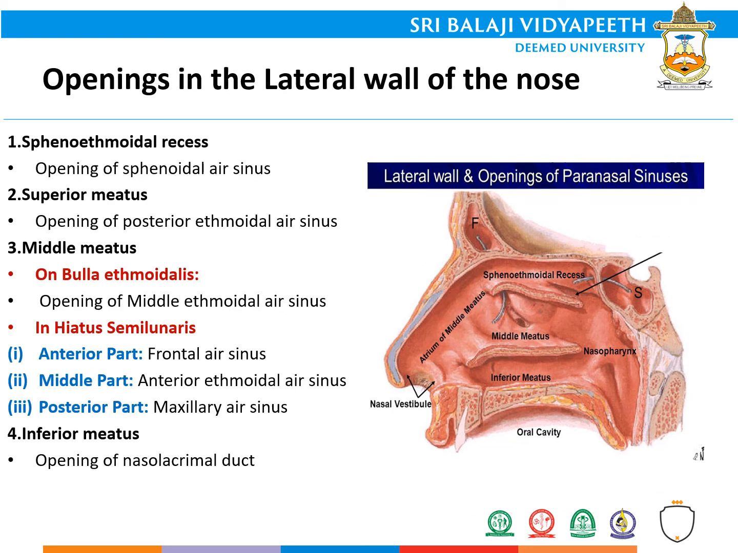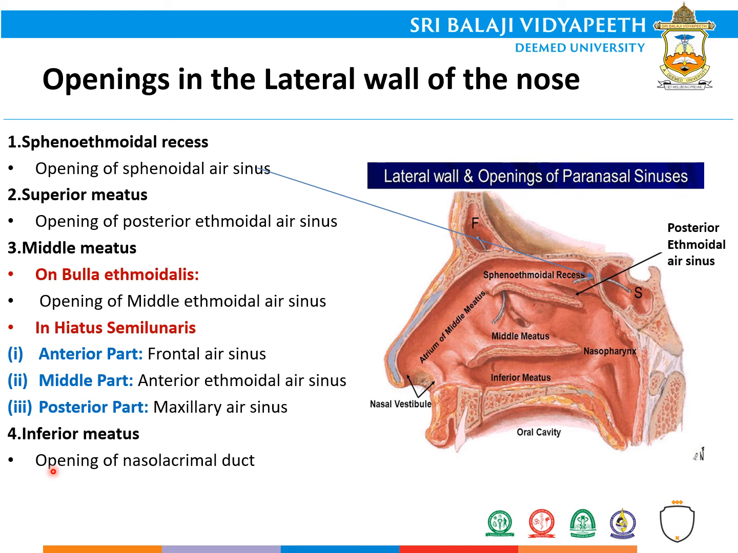So now coming to the openings in the lateral wall of the nose. So remember, this sphenoethmoidal recess presents the opening of the sphenoidal air sinus. So this is the sphenoidal air sinus which opens into the sphenoethmoidal recess. And then in the superior meatus lies the opening of the posterior ethmoidal air sinus. So remember, the posterior ethmoidal air sinus opens in the superior meatus.